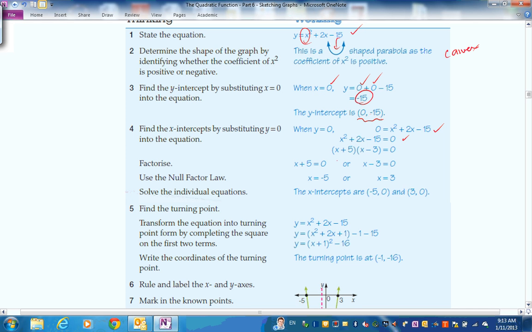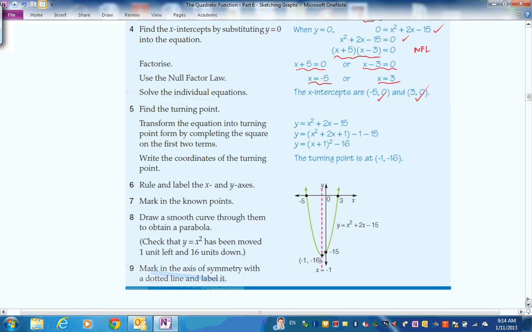It's equal to 0, so we want to factorise it and invoke the null factor law. Either that factor is 0 or the other factor is 0. So x is -5 or 3. Make up a proper point: (-5, 0) and (3, 0). A point, remember, has 2 coordinates.